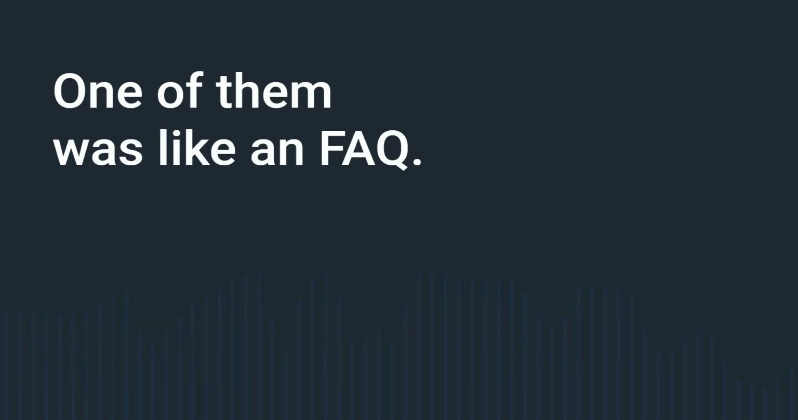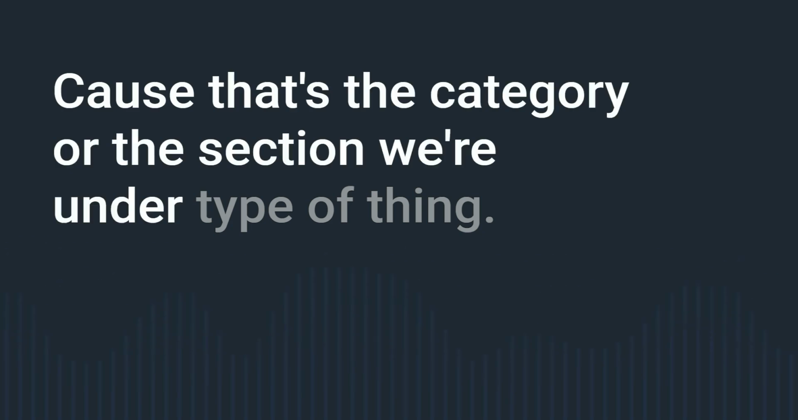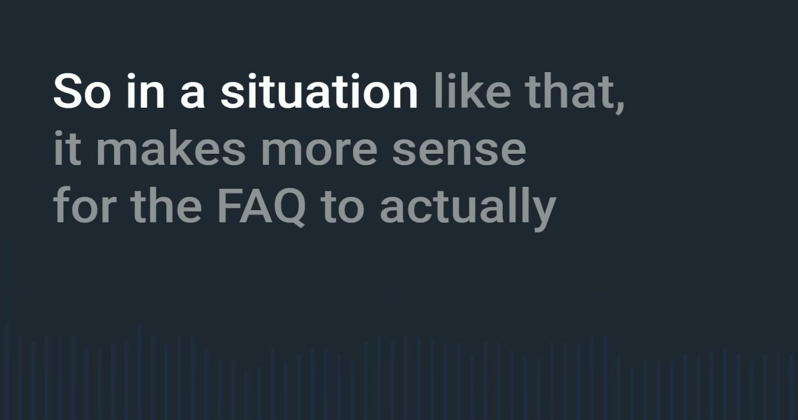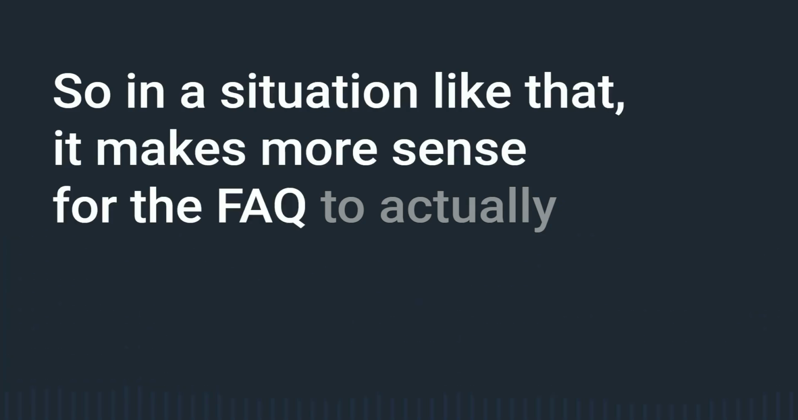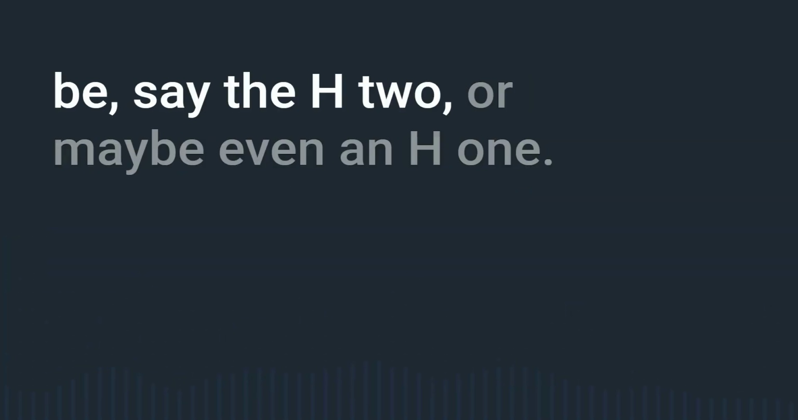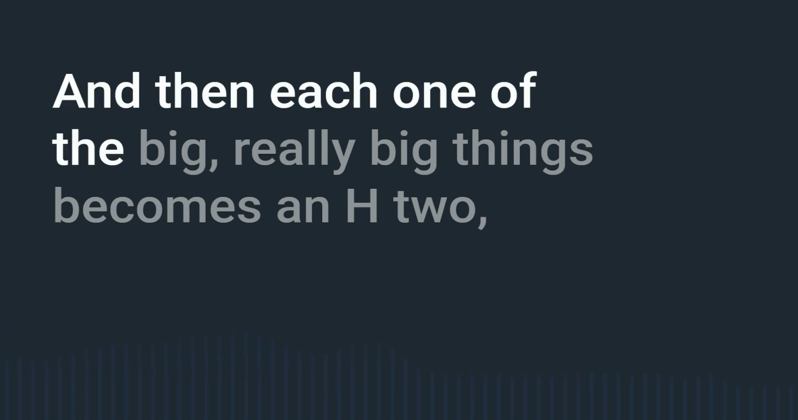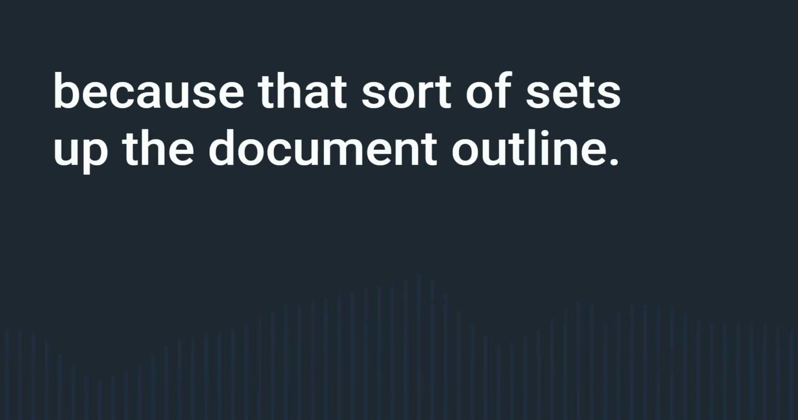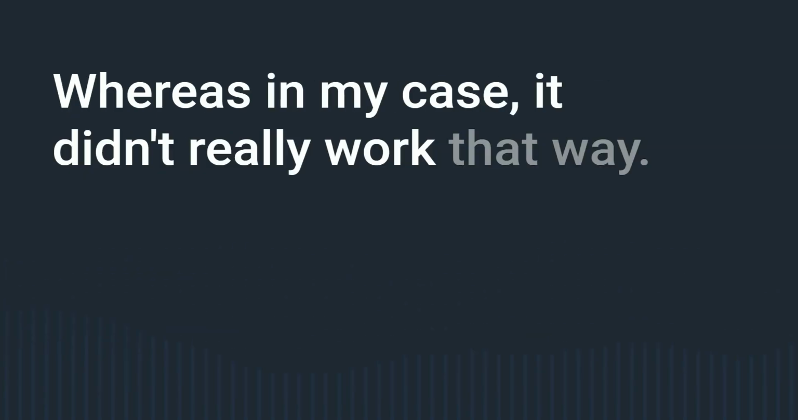One of them was an FAQ. So the little thing was the FAQ, and then the big thing was the question. FAQ is the higher thing there, because that's the category or the section we're under. And then we had all the questions coming after that. So in a situation like that, it makes more sense for the FAQ to be, say, the H2 or maybe even an H1. And then each one of the really big things becomes an H2, because that sets up the document outline. Whereas in my case, it didn't really work that way.